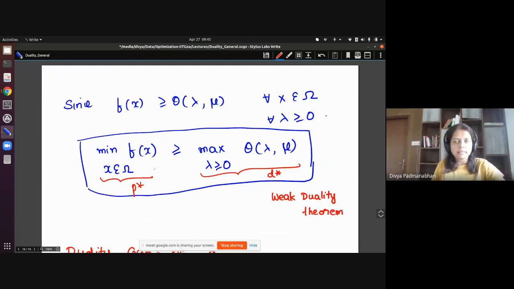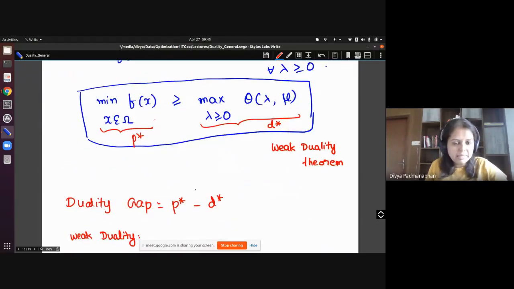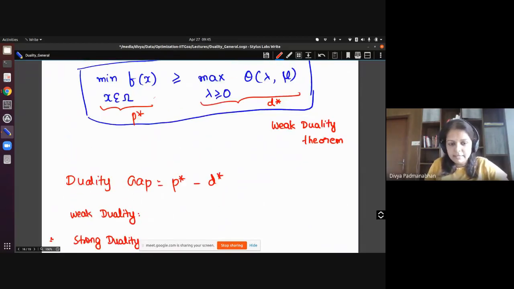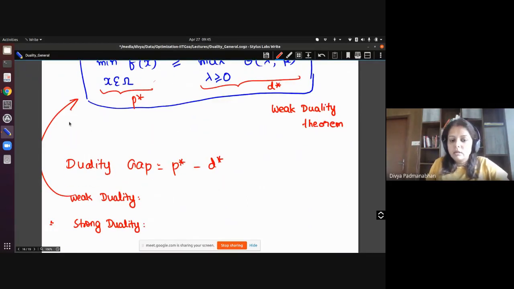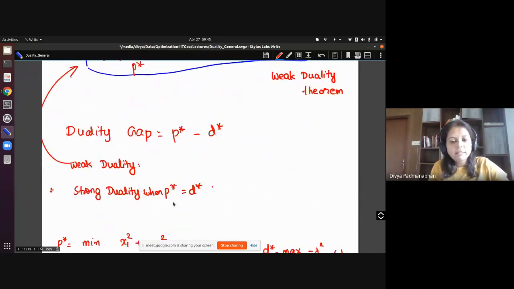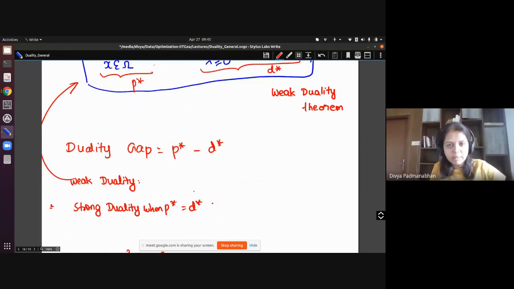We also saw this in linear programs. Now the duality gap is P star minus D star, and weak duality says exactly that this is non-negative. We say that strong duality holds when P star is equal to D star. This is not always true. Sometimes it happens, sometimes it won't, unlike the case of linear programs.